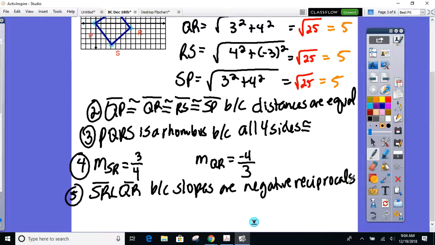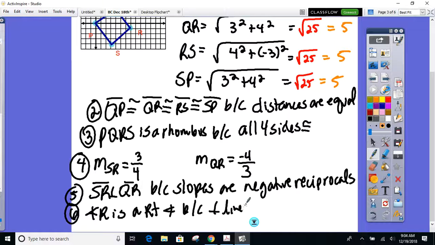Nice and organized, hopefully. Okay, if they're perpendicular, what does it create? Specifically on this one, if SR and QR are perpendicular, that's a right angle at angle R. Yep, angle R is a right angle, because perpendicular lines form right angles.